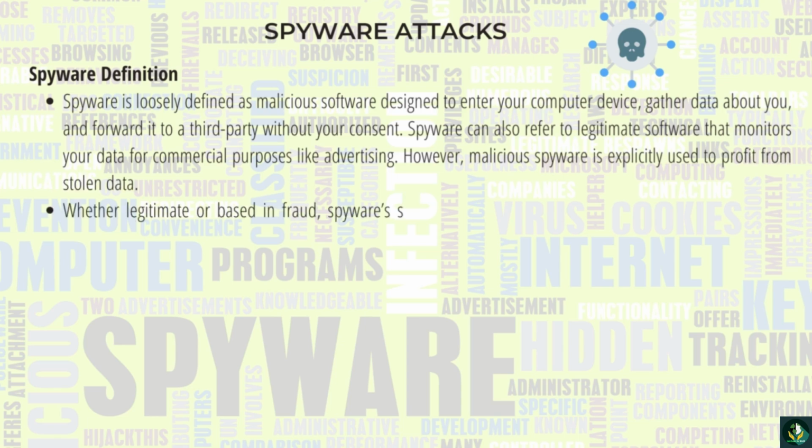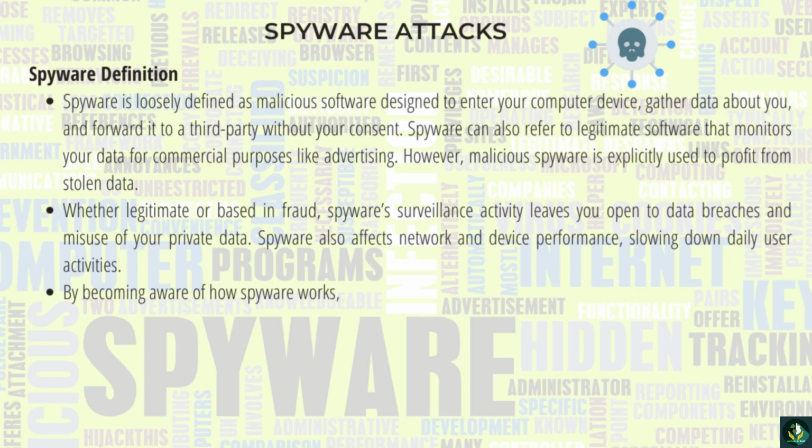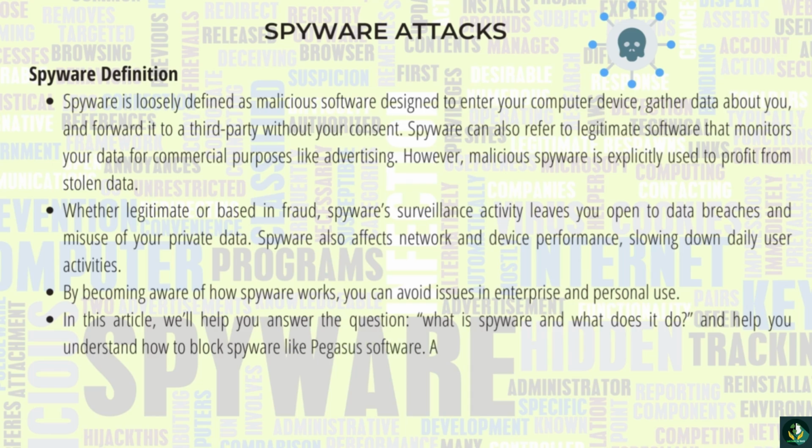Whether legitimate or based in fraud, spyware's surveillance activity leaves you open to data breaches and misuse of your private data. Spyware also affects networks and device performance, slowing down daily user activities. By becoming aware of how spyware works, you can avoid issues in enterprise and personal use. In this article, we'll help you answer the question, what is spyware and what does it do? And help you understand how to block spyware like Pegasus software. Also, check out this video with a brief explanation.